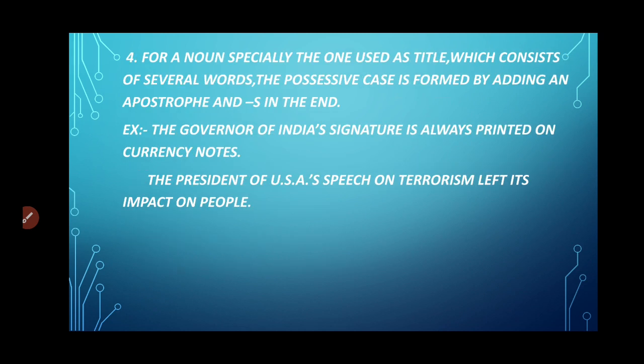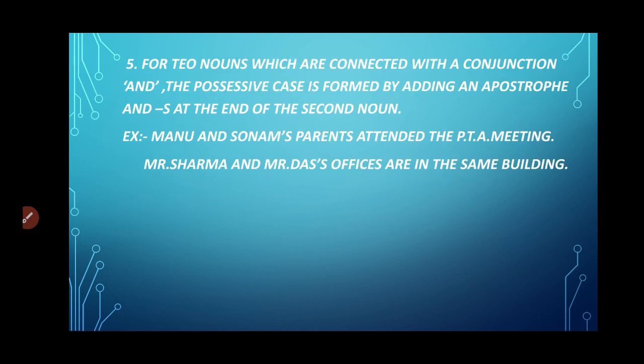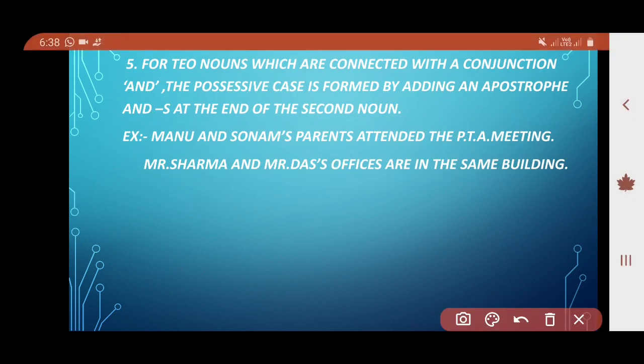And the fourth rule is for a noun, especially such type of noun which is used as a title and consists of several words. The possessive case is formed by adding an apostrophe mark and after that an s in the end of that noun. Okay, now the fifth rule, for the nouns which are connected with a conjunction and, the possessive case is formed by adding an apostrophe and s at the end of the second noun.